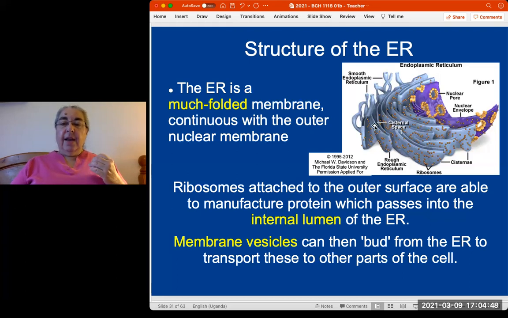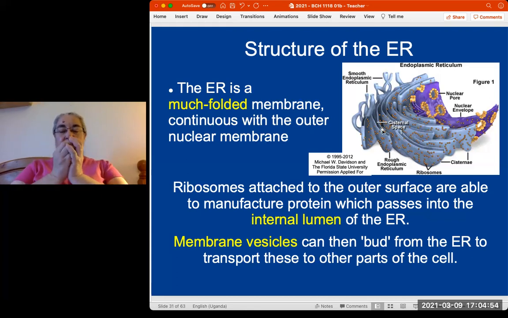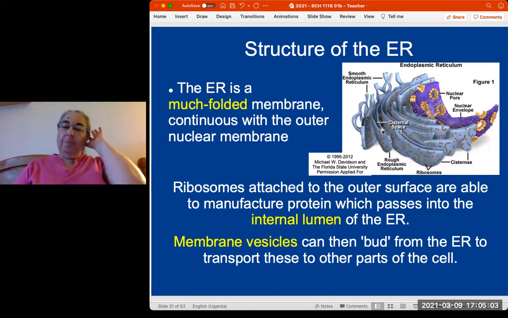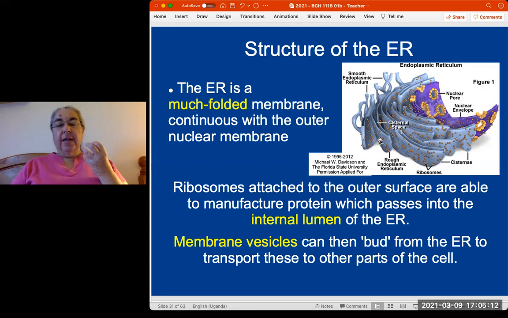So another thing about being made from membrane is that membrane can change its shape. It's a fluid structure and it can change its shape and bud small parts of membrane off to make a membrane vesicle. And inside these vesicles, molecules can be transported to other parts of the cell. So endoplasmic reticulum, making, processing, transporting proteins and other important molecules in the cell.